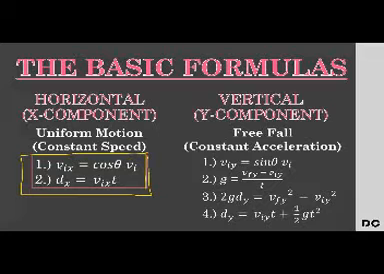So first, we have the initial velocity x component, which is the Vix. So Vix is equal to cosine theta times the initial velocity. So I repeat, theta is the angle of inclination of the object from the horizontal. Then second, we have the distance on an x component, or the horizontal distance. So dx is equal to Vix times time.